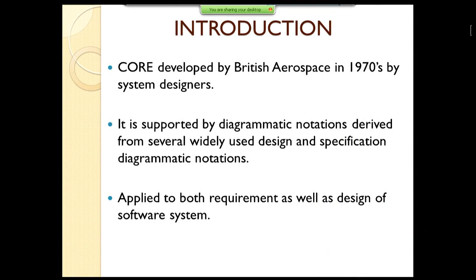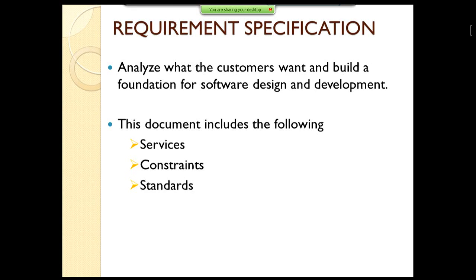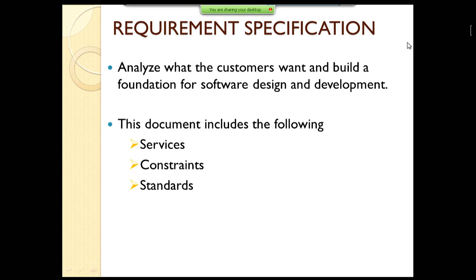It is supported by diagrammatic notations derived from several widely used design and specification diagrammatic notations. This method can be applied to both requirements as well as design of software systems. Let us know what the requirement specification is. Requirement specification is a method which is used to analyze what the customers want and build a foundation for software design as well as development.